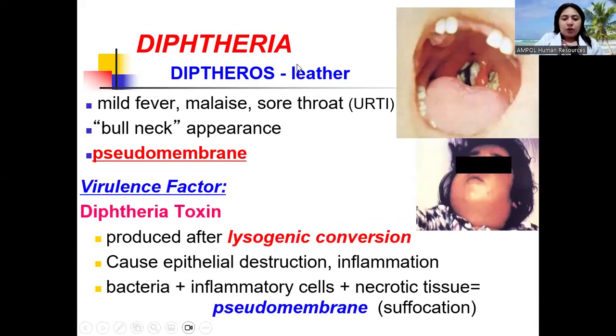So, it causes also bull's neck appearance. So, mudako po ang neck. Dili siya bayok, guys. Diri sa neck. Okay? Pseudomembrane. So, diphtheria toxin is produced after lysogenic conversion. So, causes epithelial destruction, inflammation. So, bacteria plus inflammatory cells plus necrotic tissue forming pseudomembrane will cause suffocation. So, di na siya kaginhawa. Okay?